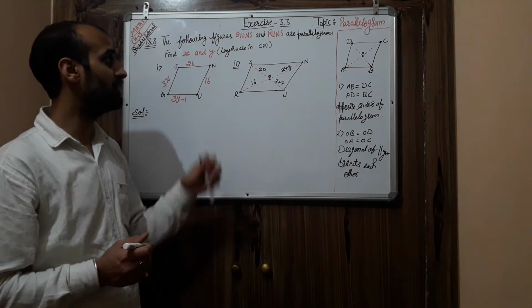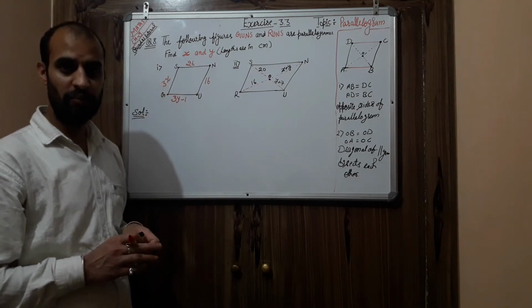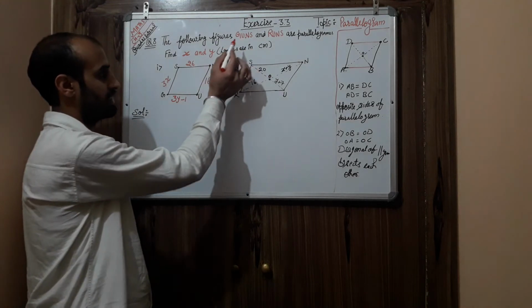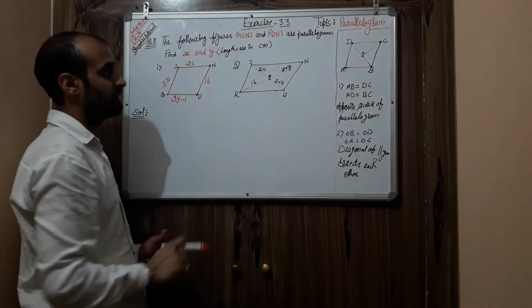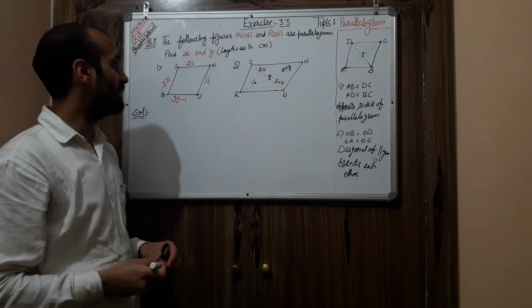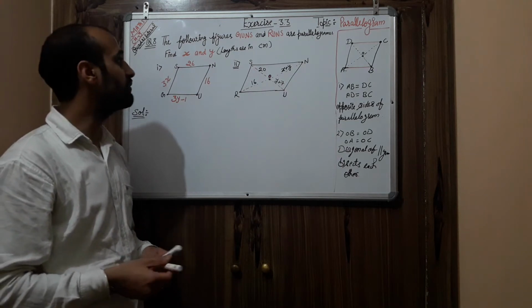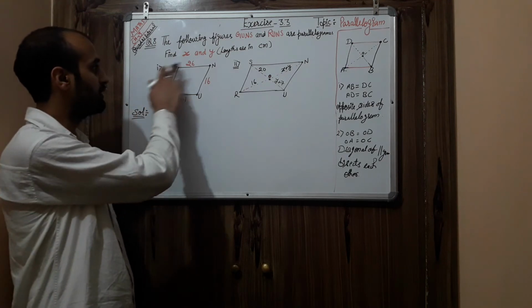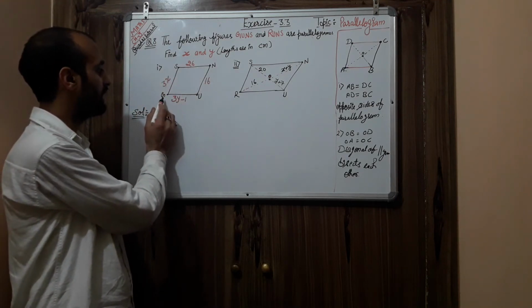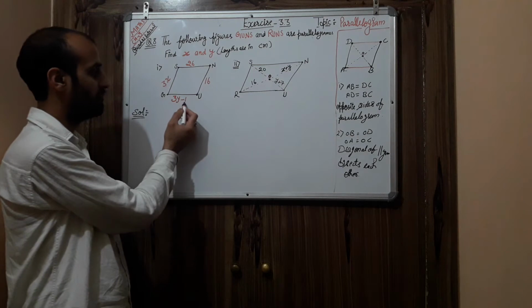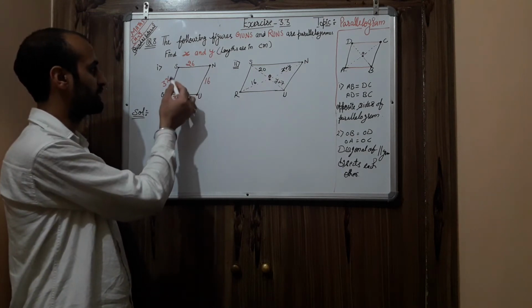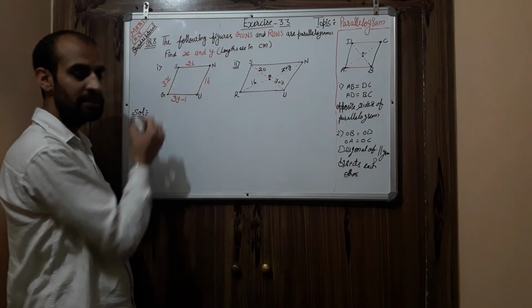So let's take question number 8 of exercise 3.3, that is the following figures GUNS and RUNS. These two are parallelograms, and here we are going to find out the value of x and y in both cases. So let's take the first case. This is the first parallelogram. It is given here: the length of G to U is 3y minus 1, U to N is 16, S to N is 26 and G to S is 3x.